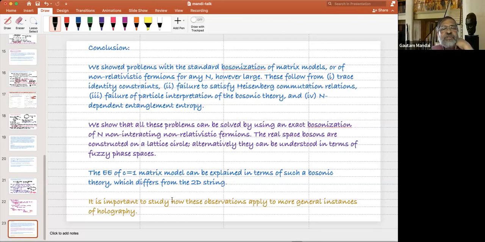And it is important to study how these observations apply to more general instances of holography, by which I mean that the stringy exclusion principle coming from finite n is there in all other instances of AdS/CFT as well. Some of these issues do appear, and are there some similar techniques that one can use to solve them there?